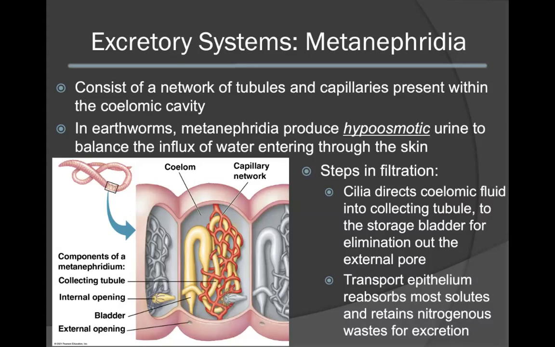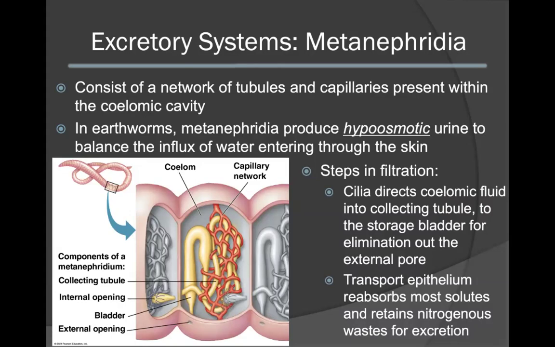Metanephridia are a bit more complex than the protonephridia and consist of a network of tubules and capillaries that are typically housed in the coelom cavity. In earthworms, the metanephridia is important in producing hypoosmotic urine. This helps to balance the high influx of water that is constantly entering the animal through the skin. Cilia will help to direct the coelomic fluid into the internal opening.